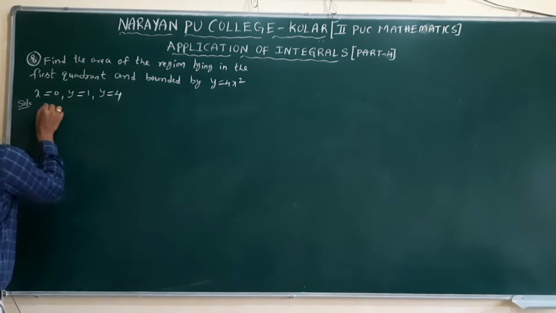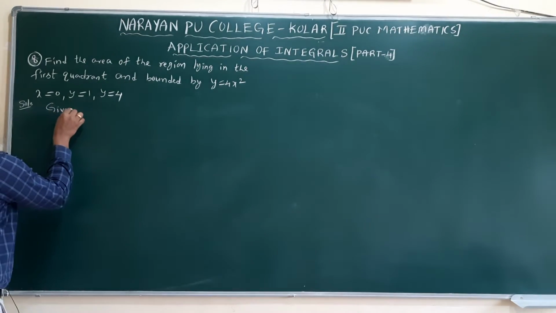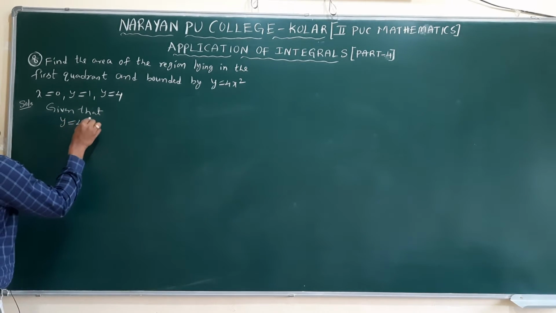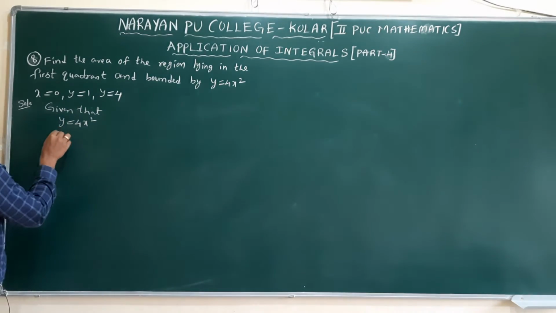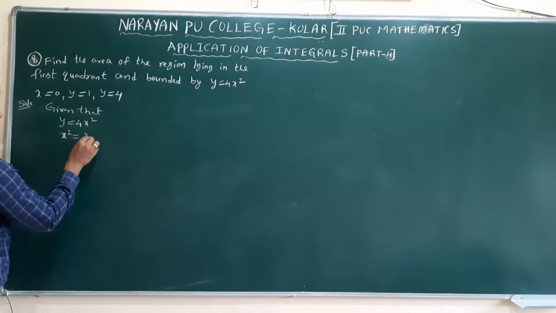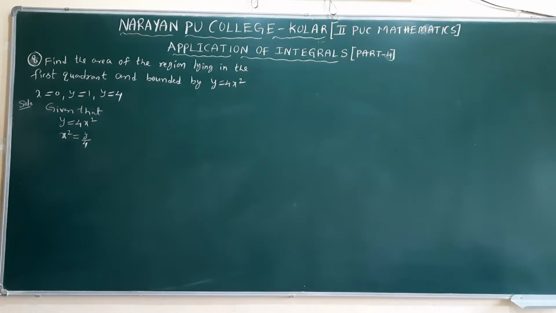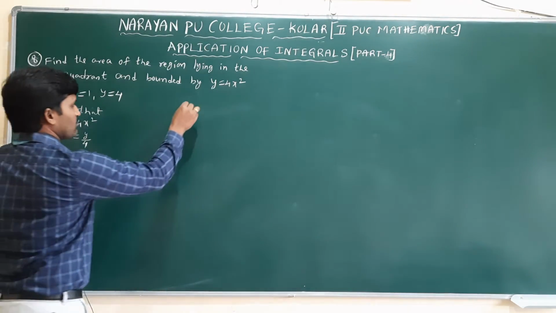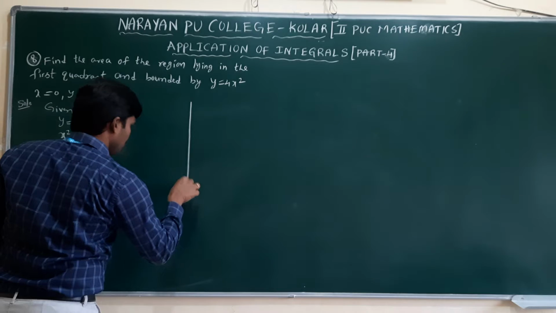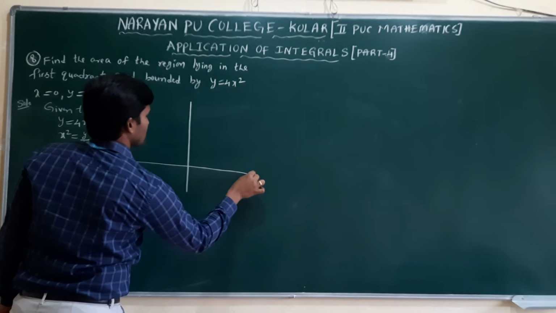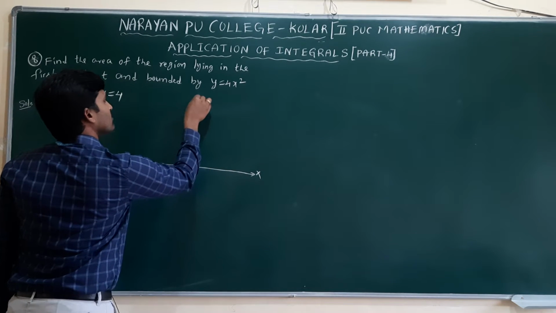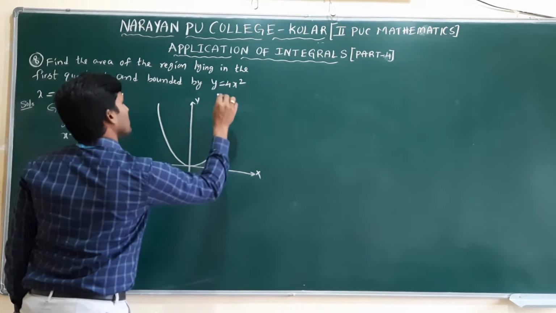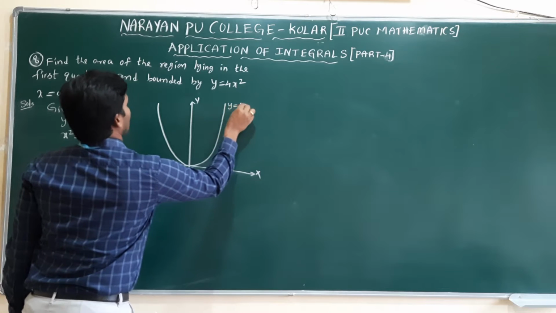Now the given parabola is the third form of parabola. Given that y equal to 4x square, we can write x square equal to y by 4. This is in the form of x square equal to 4ay. Third form of parabola. It will open towards the positive y-axis, vertex at origin only. This is y is equal to 4x square.